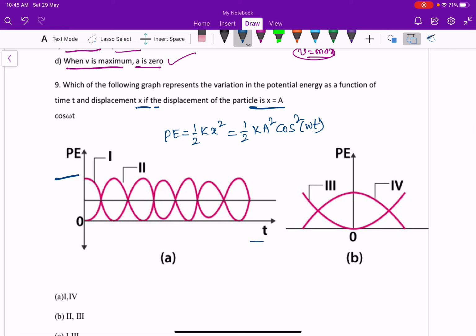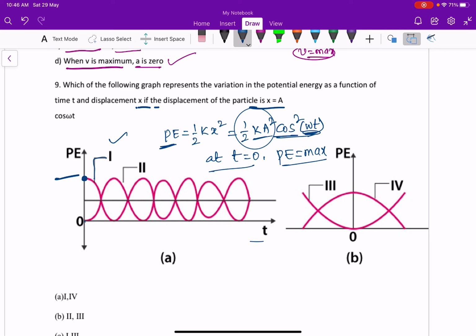At t equal to 0, cos 0 is nothing but 1, so potential energy is maximum at t equal to 0. When you substitute t equal to 0, cos 0 is nothing but 1. 1 into half ka square is nothing but half ka square. So at t equal to 0, potential energy is maximum. This one is the maximum value. So this is graph 1. Graph 1 is correct here.